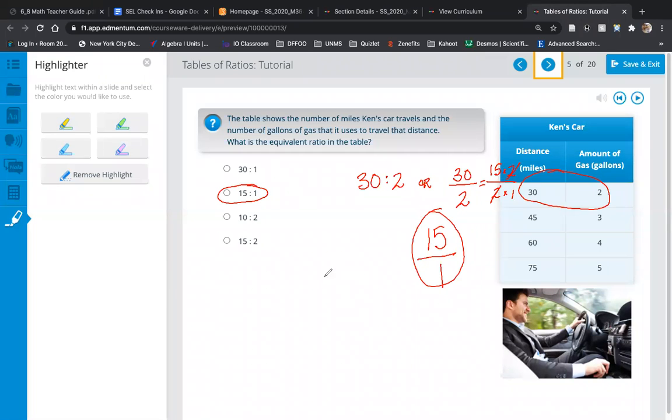And again, that works with anything here. If I tried it with this one as well, 60 over 4.